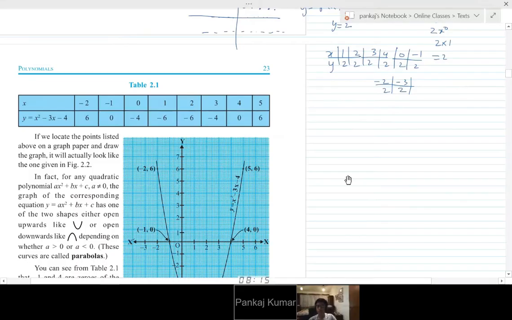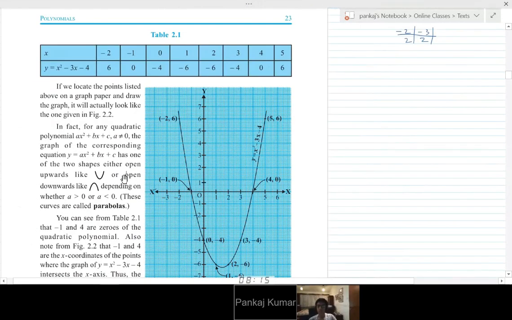Now for this, we have a few more cases. One is that it would be opening up. When does this open up? You can note this down: when a is greater than 0.